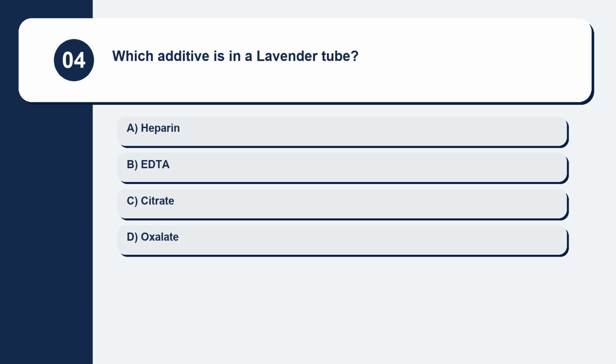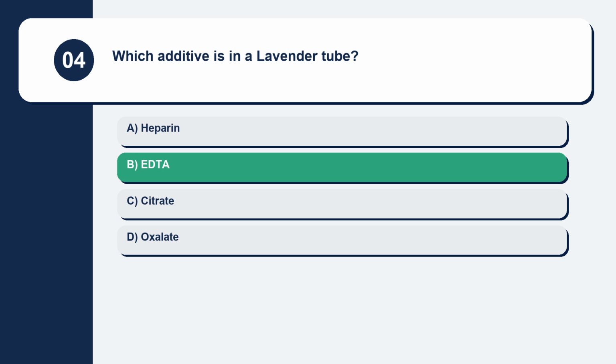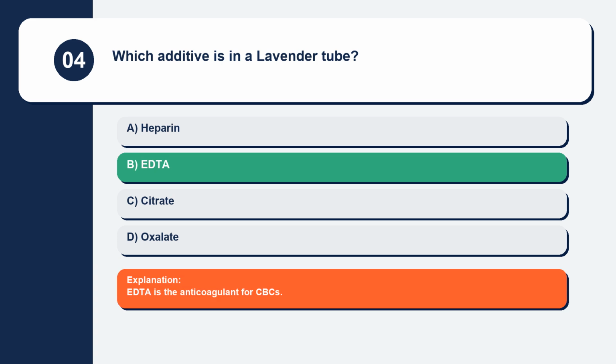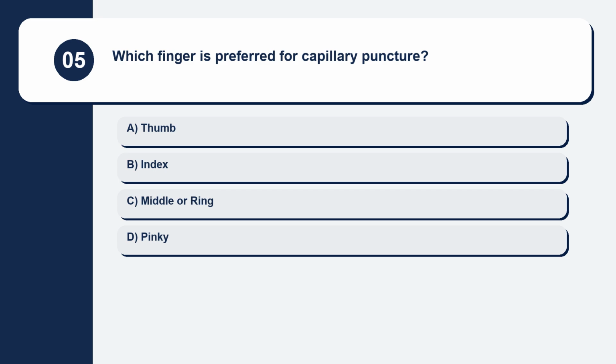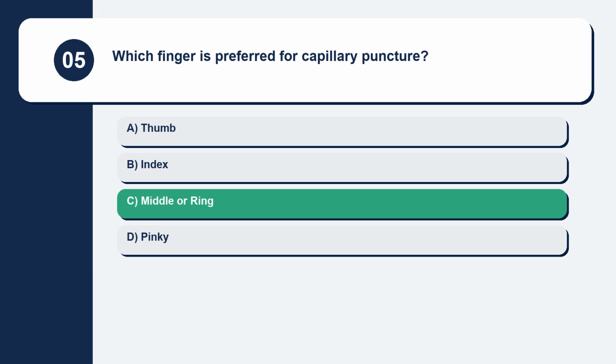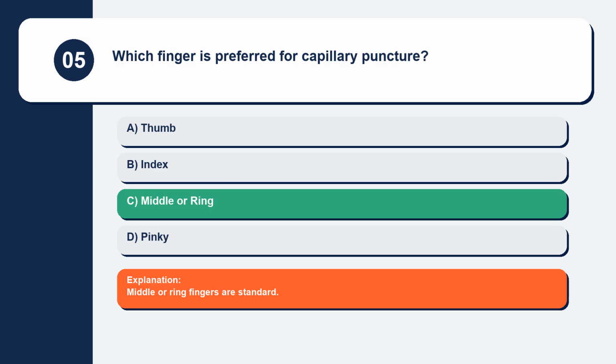Question 4. Which additive is in a lavender tube? Heparin, EDTA, citrate, oxalate. EDTA is the anticoagulant for CBCs. Question 5. Which finger is preferred for capillary puncture? Thumb, index, middle or ring, pinky. Middle or ring fingers are standard.